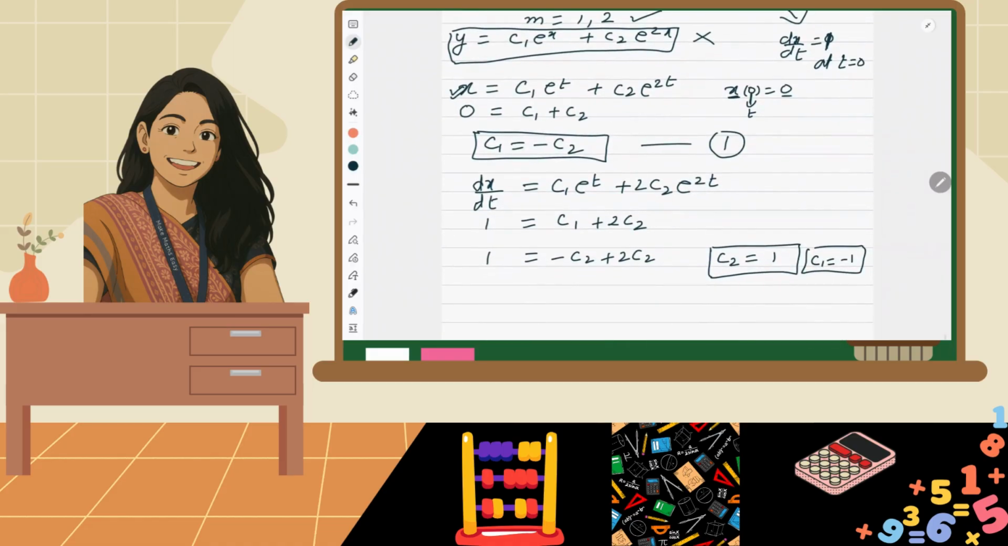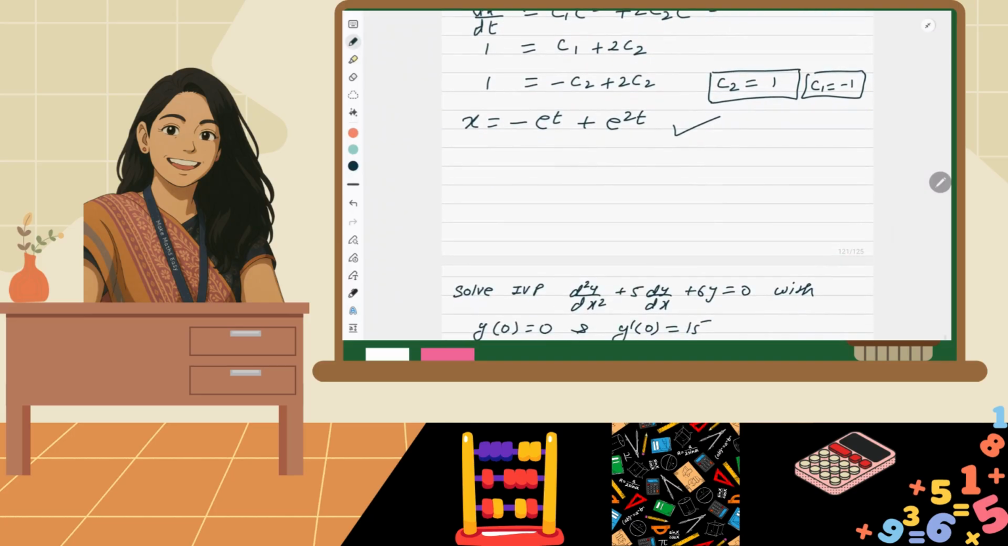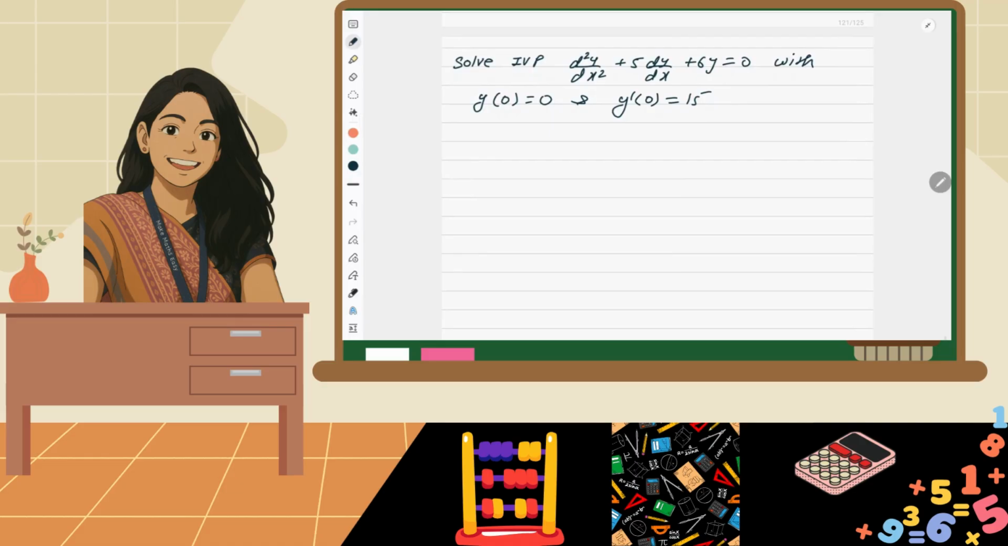So what is my final answer? X is equal to c1 is minus 1, so minus e to the power t plus e to the power 2t. Correct? So my answer is e to the power 2t minus e to the power t. So this is how we solve initial value problems and boundary value problems, right? Now let's go to the next question. Let me do 2-3 questions based on this.